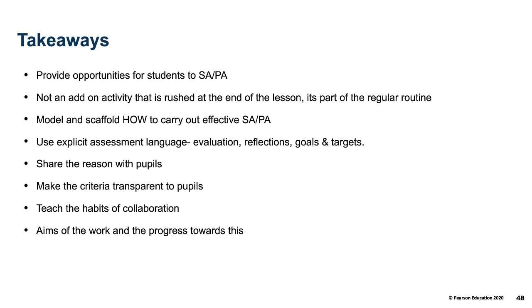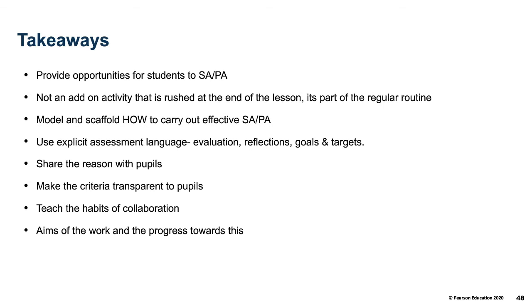Using that explicit assessment language, evaluations, reflections, having goals, having targets. Share the reasons with pupils. I think if students understand why we're doing something, they're far more likely to be engaged with us. So actually getting students to be part of that process, understanding why self and peer assessment is powerful, but also being involved in making that decision of what success might actually look like, and making that criteria transparent to the pupils. Now, whether that is lesson by lesson, if that's how some people prefer to do it, or whether it's more by the end of a topic and so on.